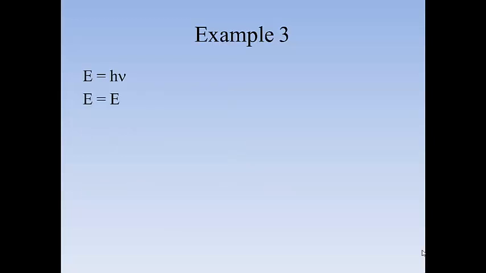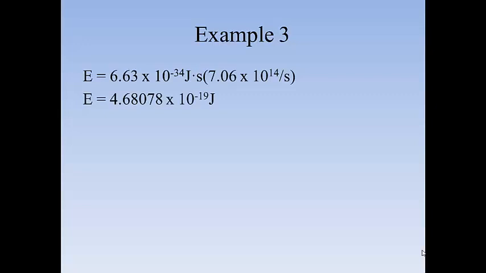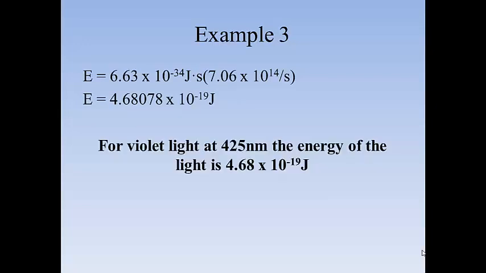E still equals E. We still don't know that value. H, being a constant, still equals 6.63 times 10 to the minus 34th joules seconds. Nu, we now know it's 7.06 times 10 to the 14th per second. Set up the equation. Solve. This is the number you get on your calculator. And so you set it into correct significant figures and you get 4.68 times 10 to the minus 19th joules. And now if you remember, the value for the red light was 3.32 times 10 to the minus 19th joules. The violet has more energy than the red, as we predicted.